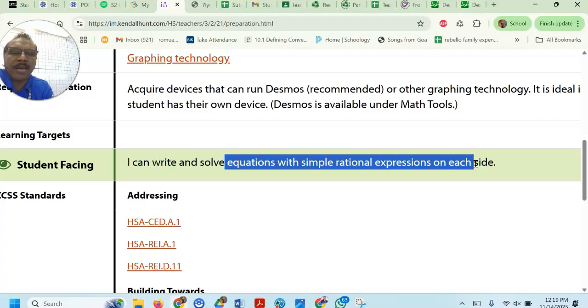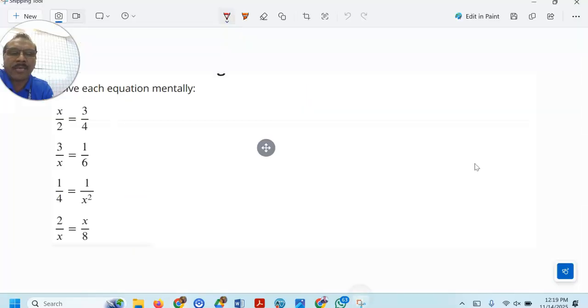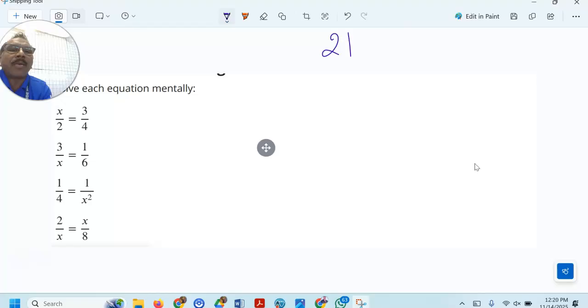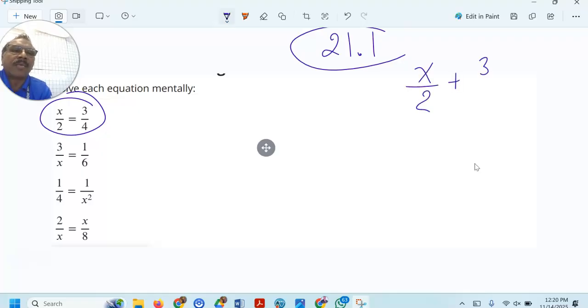So let me directly dive to the actual problem. The first question is this is 21.1. Actually, you're supposed to do mentally. Let's see this one. The first one is x over 2 equals 3 over 4. So when do you think this ratio will be equal? So this is equals 3/4. So what should be the value of x?